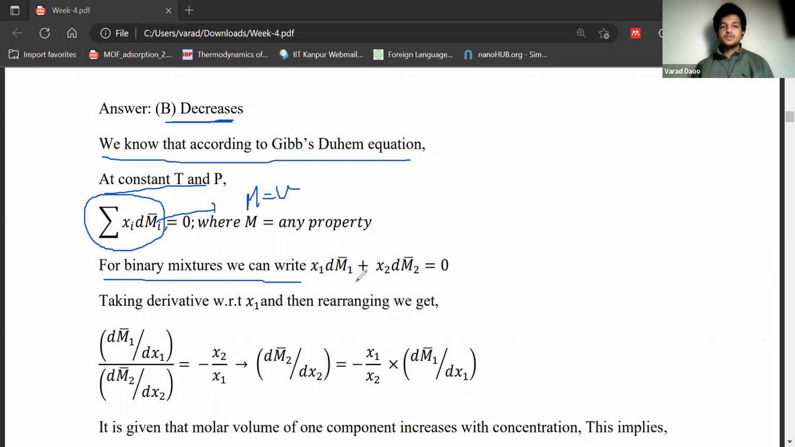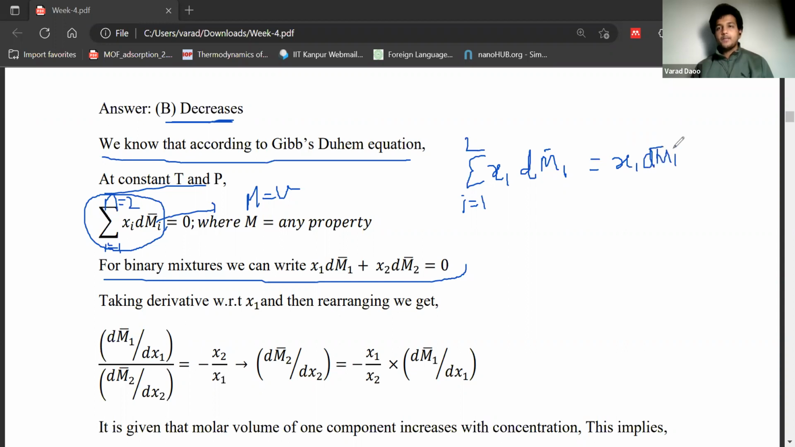Okay, so for binary mixtures, we just have to expand this. Basically, summation x_i dM_i bar for i equals 1 to n. Here n is equal to 2 because it's a binary mixture. So we have summation x_i dM_i bar, where i is equal to 1 to 2. This is nothing but x1 dM1 bar plus x2 dM2 bar, right? This is what we have written here for a binary mixture.